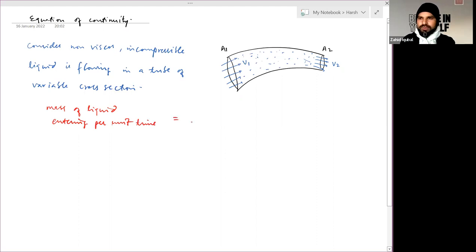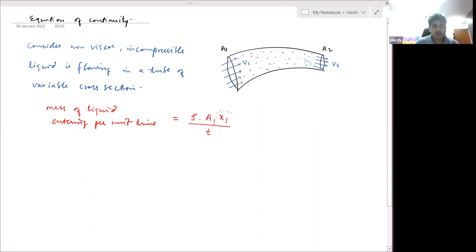So mass is equal to density into volume. So we may write density into volume. Volume is area of cross section into length, per unit time, so divide by T. Is it clear? Yes, sir. Now this particular quantity, X per unit time, is also termed as velocity. So it will be rho A V1.